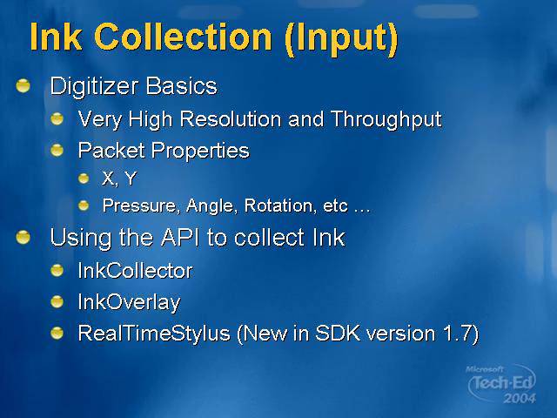Basically, there are 3 components in the API that we'll use for the ink collection part of the process: ink collector, ink overlay, and new in the 1.7 SDK is the real-time stylus. And we'll dive down on each of these as we go forward.